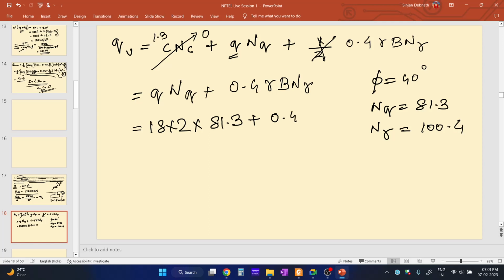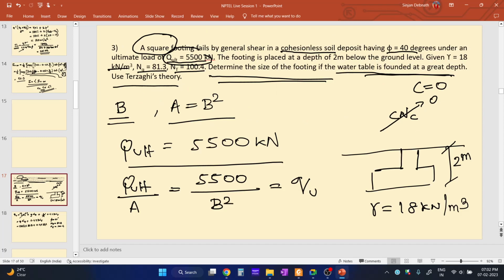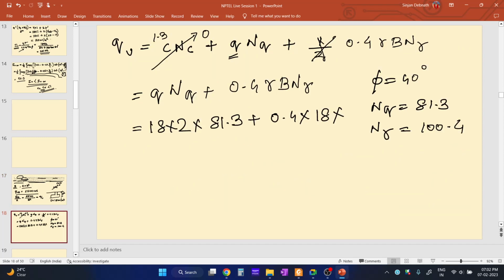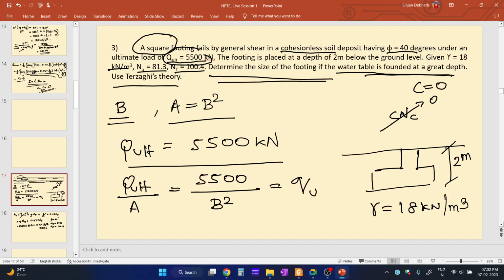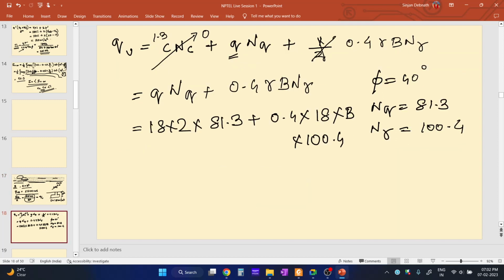Here it is 0.4. And since there is no effect of water table, there will be gamma only. So gamma is 18 over here. And what is the breadth? Breadth of the foundation is square footing, we don't know, so breadth is B. And what is the value of N gamma? 100.4. And we also know this qu, 5500 by B square. So if we equate both these things, because both these things are same.